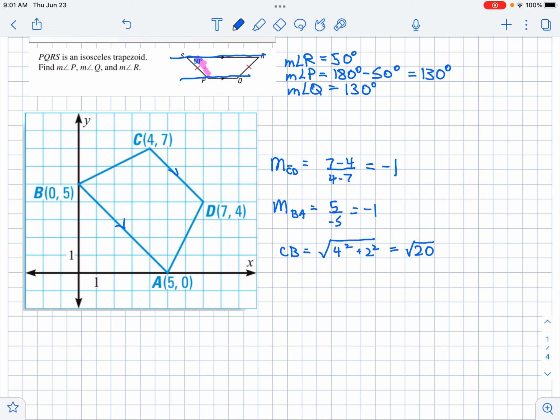Now let's look at DA. Well, that's going to be the square root of 2 squared. See, 7 minus 5 is 2, plus 4 squared. Ooh, that's also the square root of 20. So it looks like this is indeed an isosceles trapezoid.